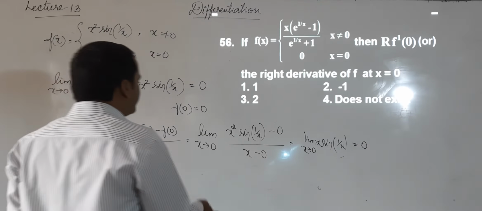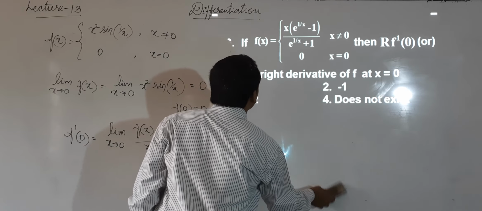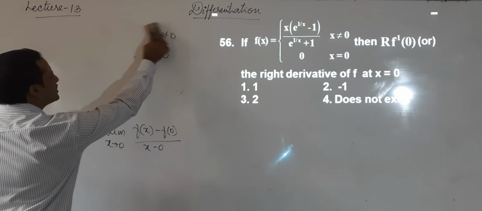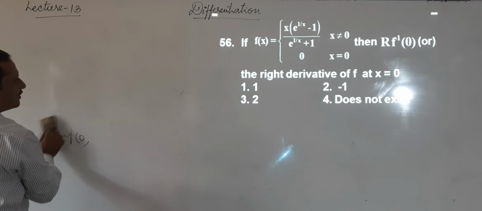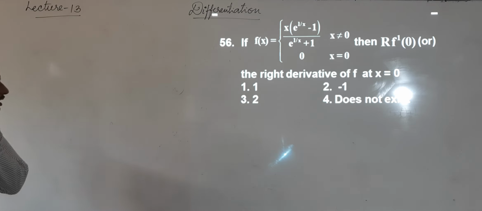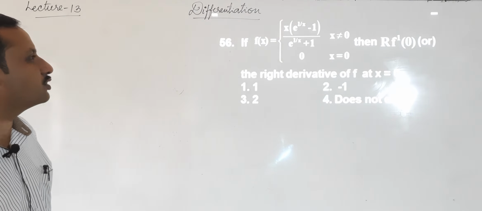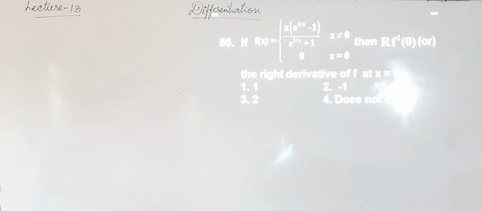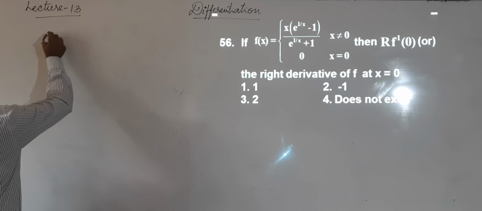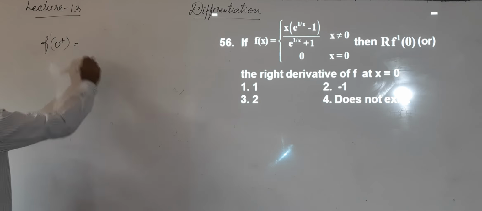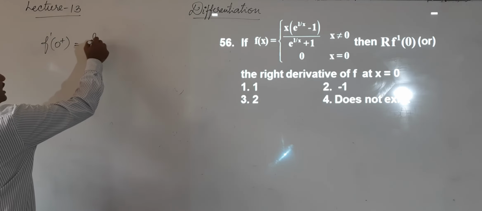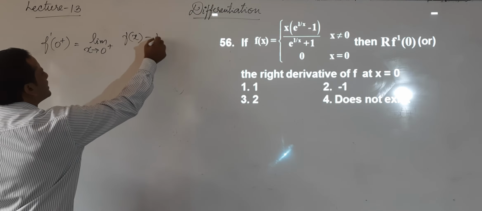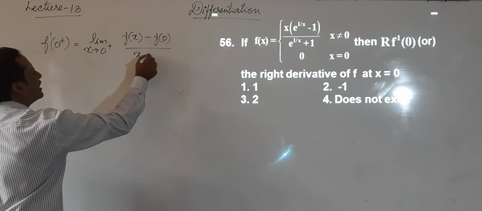Then 56th question. F of x is equal to x into e power 1 by x minus 1 divided by e power 1 by x plus 1 when x not equal to 0. Then R f dash of 0. R f dash of 0 means the right hand derivative of f at x equal to 0. So in other words, f dash of 0 plus. F dash of 0 plus is defined as limit x tends to 0 plus f of x minus f of 0 divided by x minus 0.